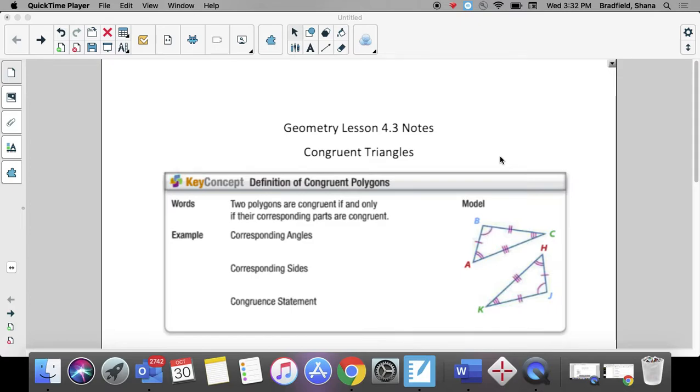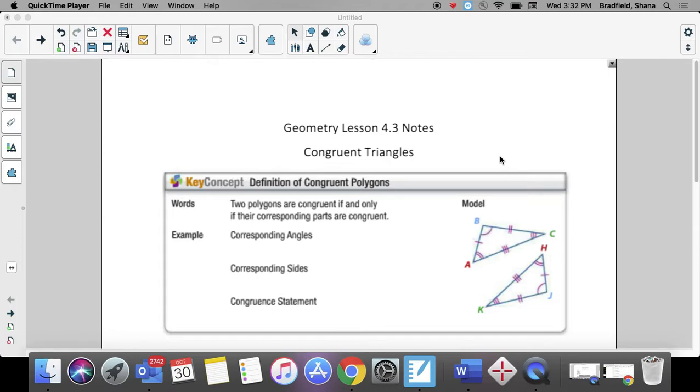In Section 3, we're going to look at congruent triangles, looking at congruent parts and proving triangles congruent. So in this first example, it says definition of congruent polygons: two polygons are congruent if and only if their corresponding parts are congruent.